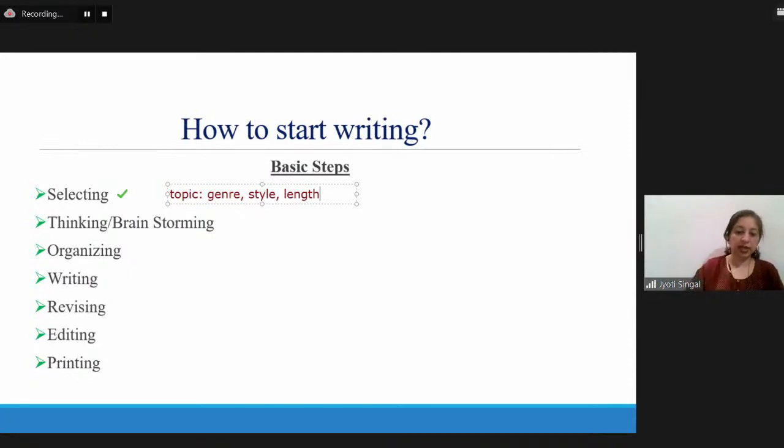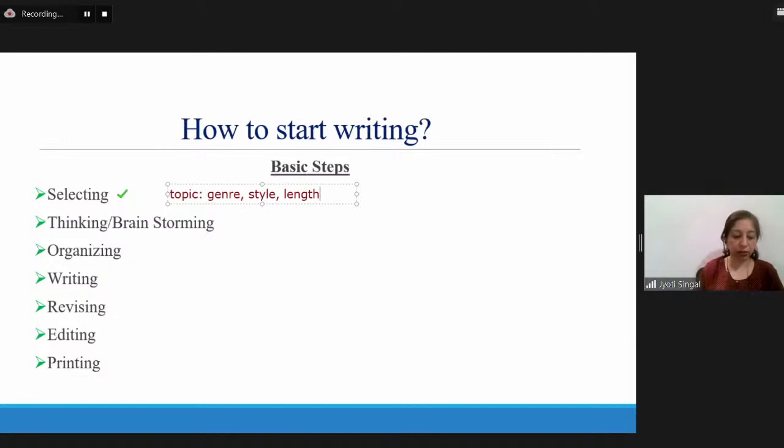Okay, got it? Next comes the stage where you're going to think about the genre. So are you going to write a fiction? Are you going to write persuasive? Are you going to write a narrative? Are you going to write something which is just a blog? That is the genre. Style of writing.